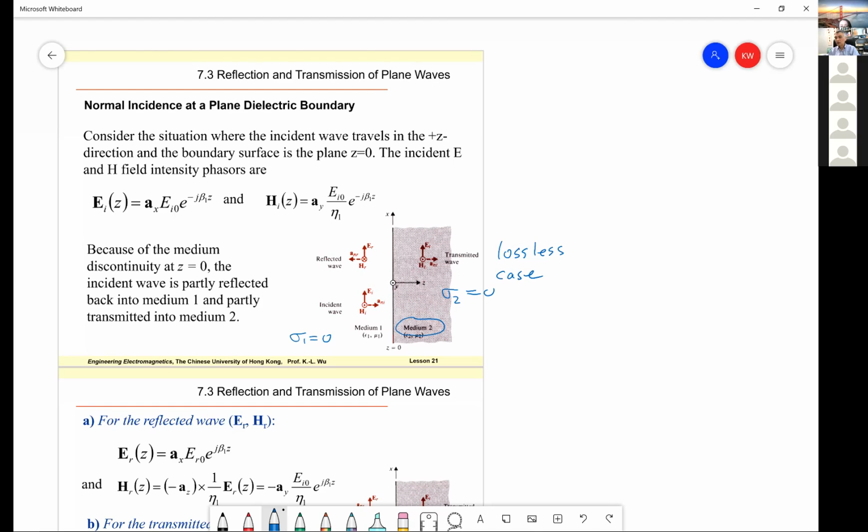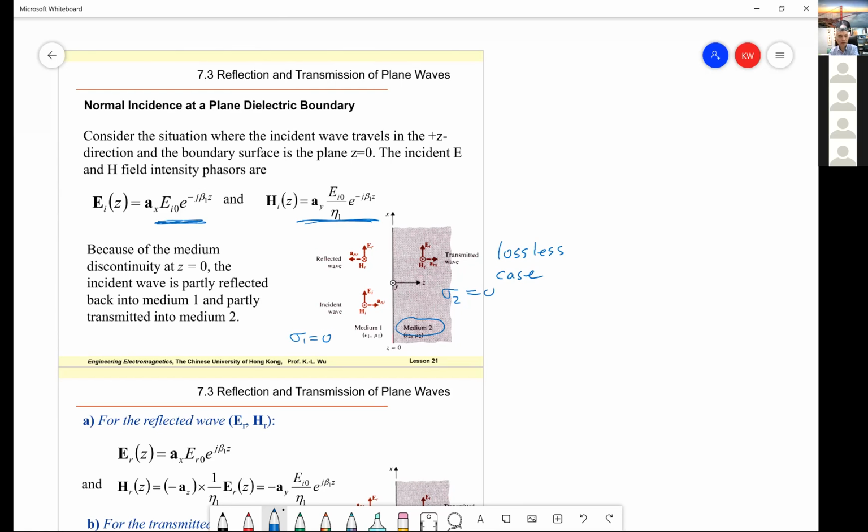If this is a lossless case, and also a plane wave at normal incidence hits this interface, let's see what will happen. Again, we assume our incident wave electric field is polarized in the X direction. For the magnetic field, I use Ohm's law here.